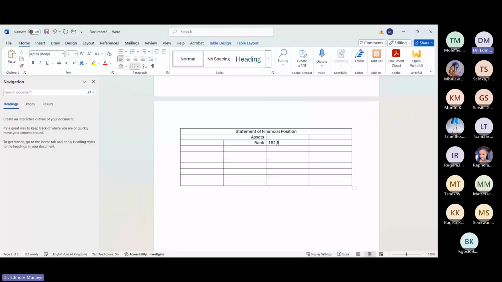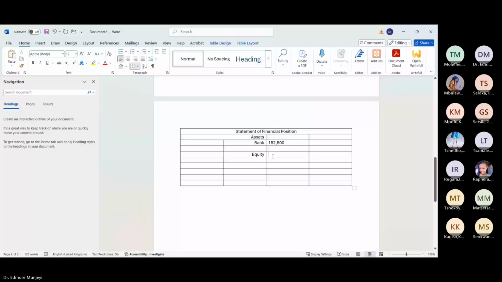And then we are going to have the equity. Equity and share premium. So for our share premium, we are going to look at our share premium account. We have the balance carried down of 52,500.